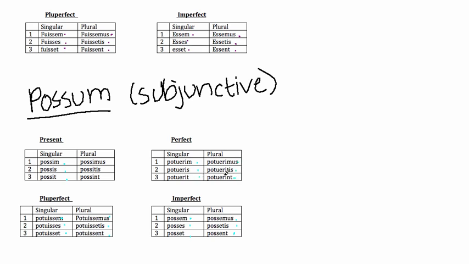So there you go. These were the subjunctives: present, imperfect, perfect, and pluperfect tenses. Those are the only tenses they exist in. I introduced both active and passive, and sum and possum.